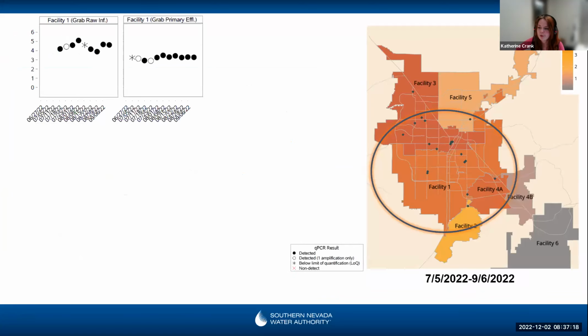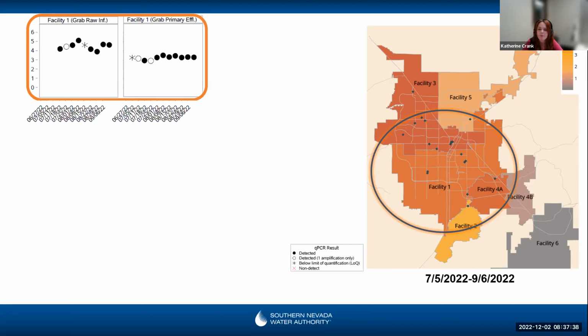Now I'm going to walk you through our findings by sewer shed, starting with Facility 1. Facility 1 serves the largest population and geographic area, and we collected 2 samples from Facility 1, one from the raw effluent and one from primary effluent, which is raw effluent that has undergone a solid settling step.